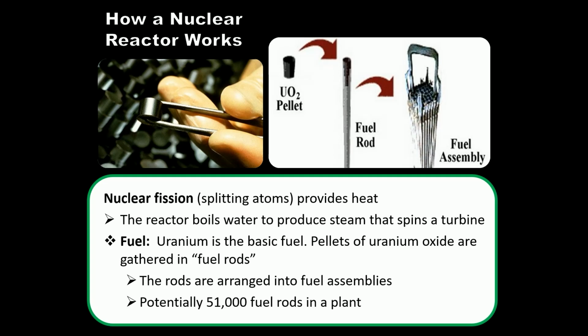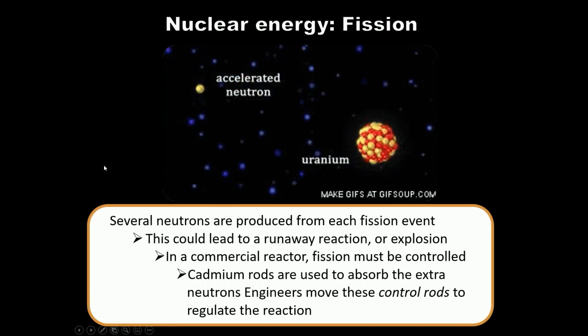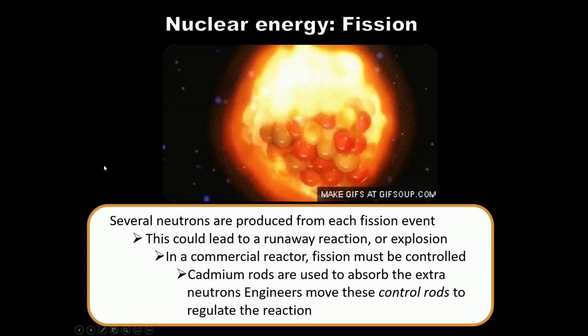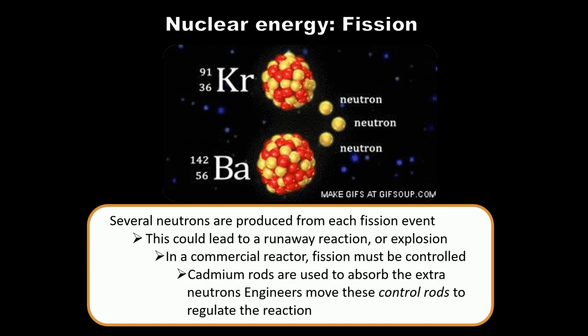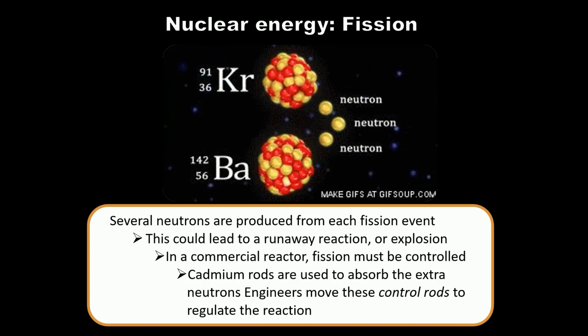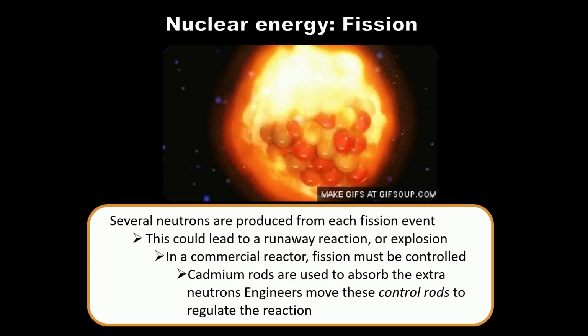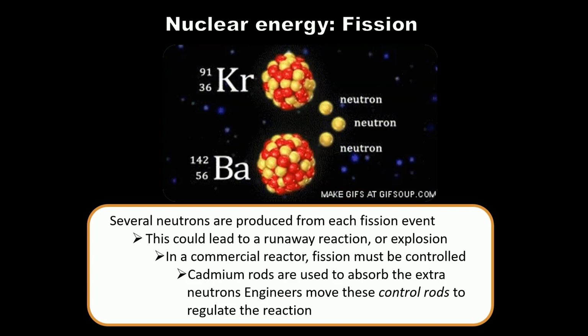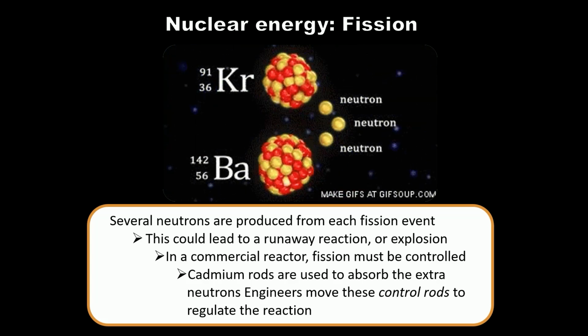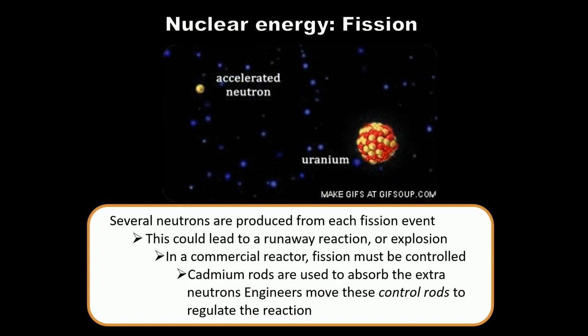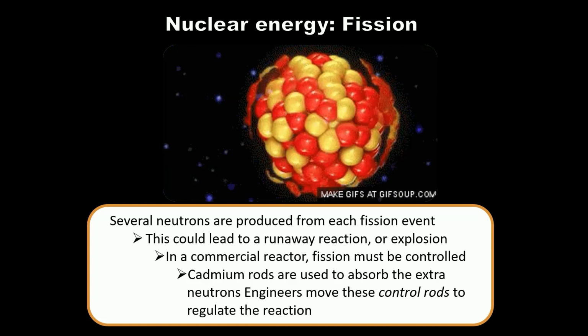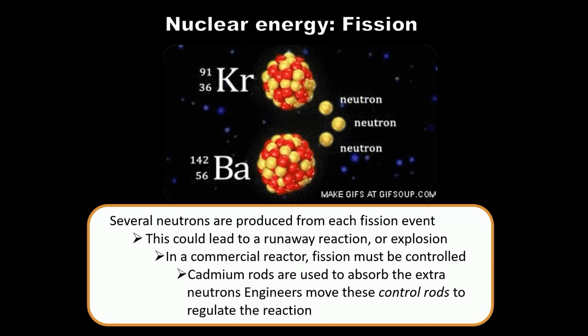So this GIF should give you an idea of how nuclear fission works. You can see here that we start out with an atom of uranium, and you can see it's a much larger, more complicated nucleus than the helium atom that we started out looking at. And an accelerated neutron is fired at it, bam, hits it, makes it unstable, and it breaks apart into two smaller nuclei.